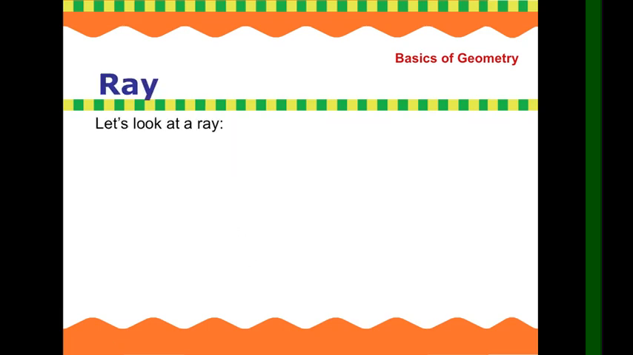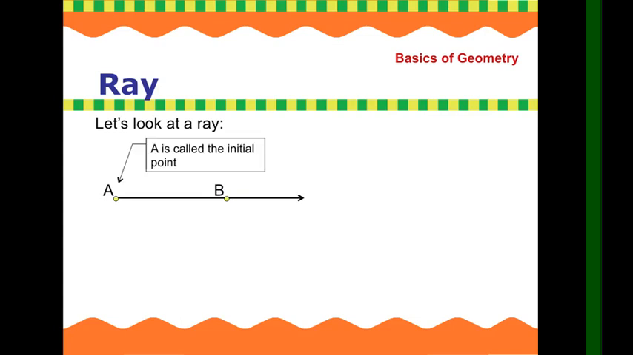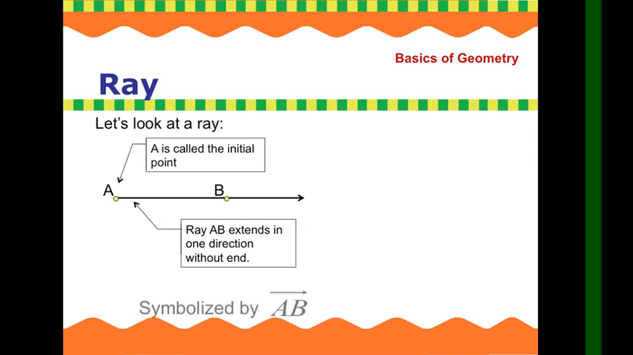Ray. Let's look at a ray. Okay? This one is a ray. So, A is called the initial point. Ray AB extends in one direction without end. So, pag sabing ray, isang direction lang siya. Okay? So, pag dalawang direction is a line. So, symbolized by this one. So, ibig sabihin, isa lang yung direction niya. That, pag binasa mo, it's ray AB.